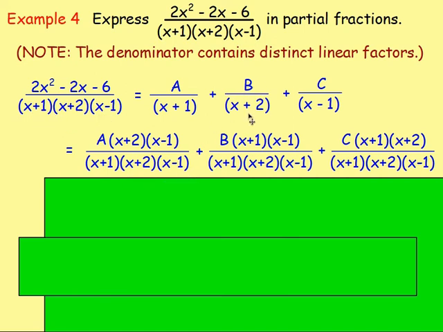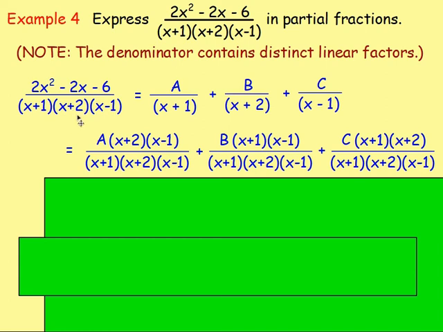The b is over the x plus 2, but we also need it to be over the x plus 1 and the x take away 1. So multiply the top and the bottom of this fraction by x plus 1, x take away 1. Again, that gives us the same denominator. And c is over the x take away 1. We also need it over x plus 1, x plus 2.